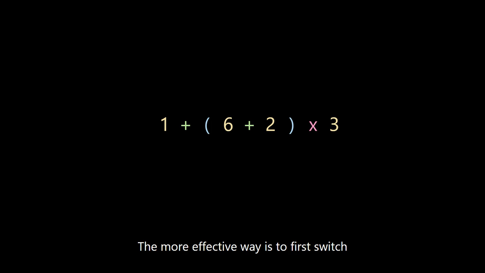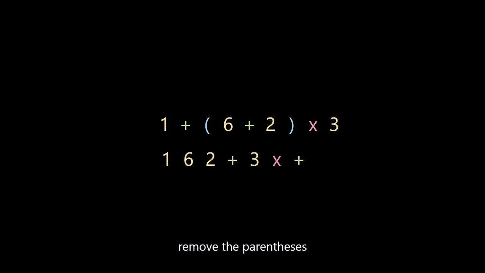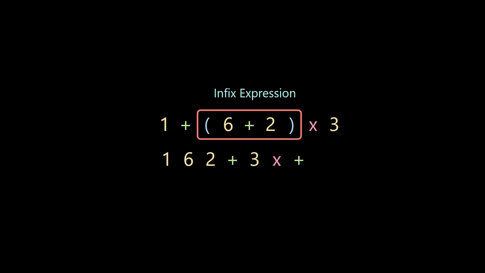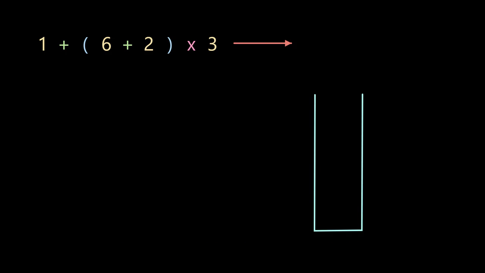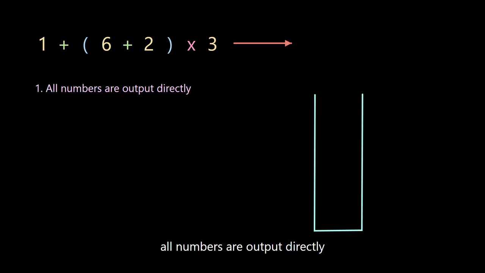The more effective way is to first convert to an intermediate form, remove the parentheses, and put the operator after the numbers. We call the form with the operator in the middle the infix expression. The form with the operator afterwards is the postfix expression. So how do we make the machine realize the conversion? First, according to the rules, all numbers are output directly. So scan the first number, output.